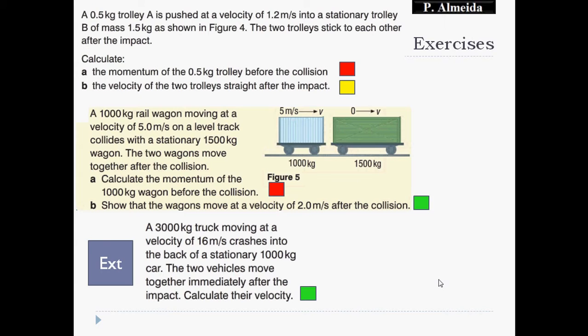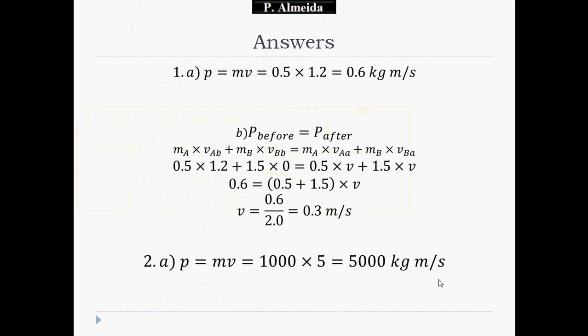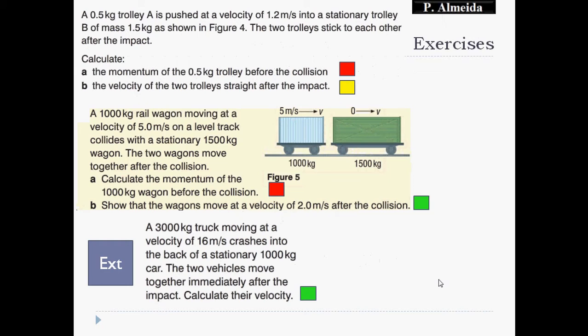So, first exercise: a 0.5 kilogram trolley A is pushed at a velocity of 1.2 meters per second into a stationary trolley B of mass 1.5 kilograms. The two trolleys stick to each other after the impact. Calculate the momentum of the 0.5 kilogram trolley before the collision. Well, momentum is mass times velocity, so it's going to be 0.5 times 1.2, and this is going to give me 0.6 kilogram meters per second. I didn't want to show the whole thing by now, but oh well.